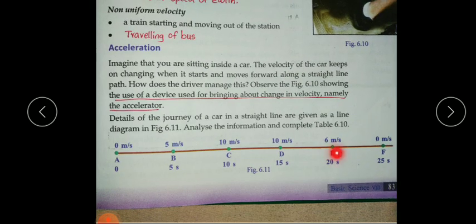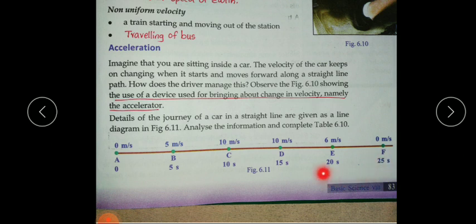And moving from E to F, the initial velocity at E is 6 meter per second, and the final velocity is 0. So what is the change in velocity? Final minus initial, that is 0 minus 6. 0 minus 6 gives minus 6 meter per second.